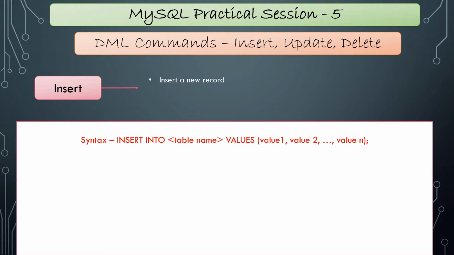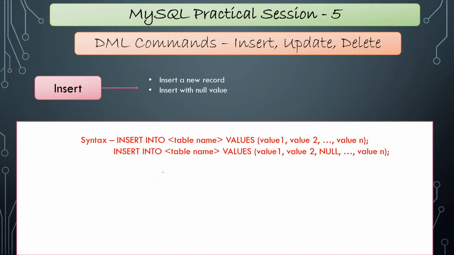Here the value 1, 2, 3 addresses the entries which we are going to enter in the table. Okay, and next one is inserting a record with a null value. Suppose I want to insert a null value or a missing value in my table, then the syntax for that insertion command is insert into table name. It's the same as the earlier one. Okay, till values, it's the same. After that again you have to enter the values of their respective columns.